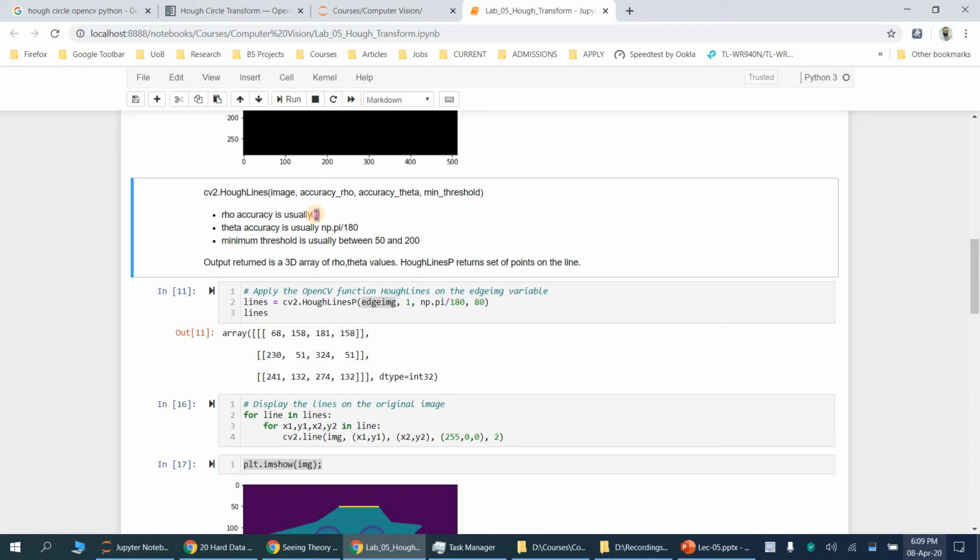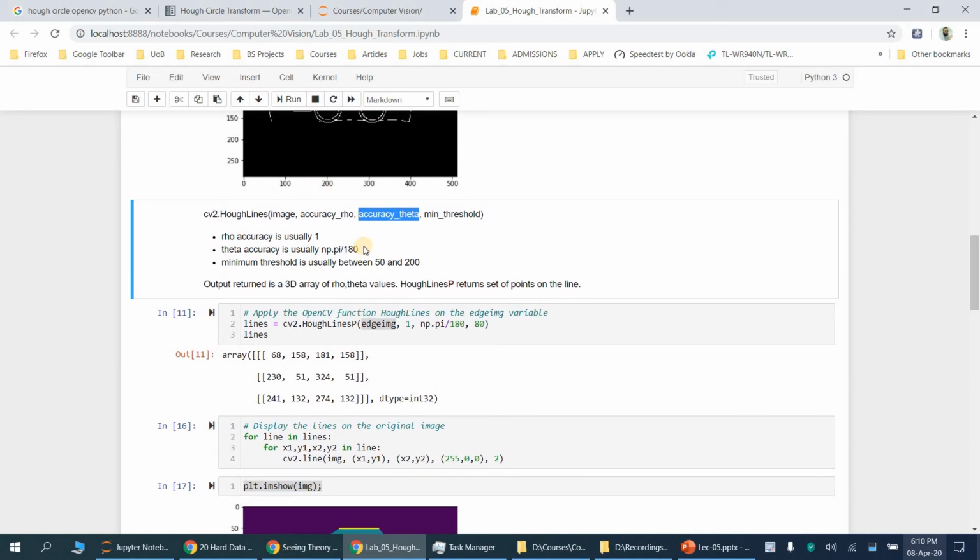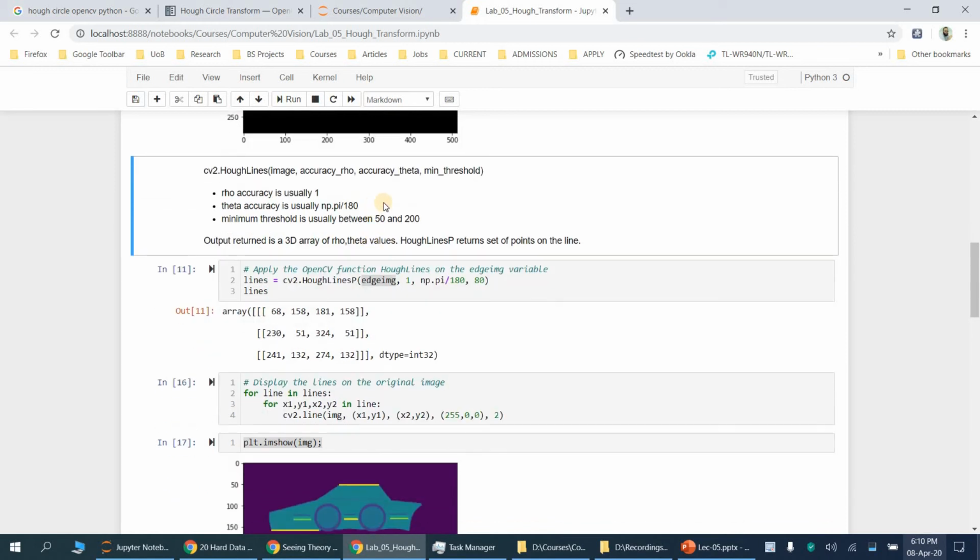So what is the accuracy? Usually it is the minimum value, 1. Then you have the theta accuracy. Theta accuracy is given in radians. If you remember from your mathematics courses, you convert degrees to radians with pi over 180. So you want the accuracy of the angle to be 1 degree, and 1 degree in radians is pi over 180. If this theory is not clear, search on Google and you will see easily.